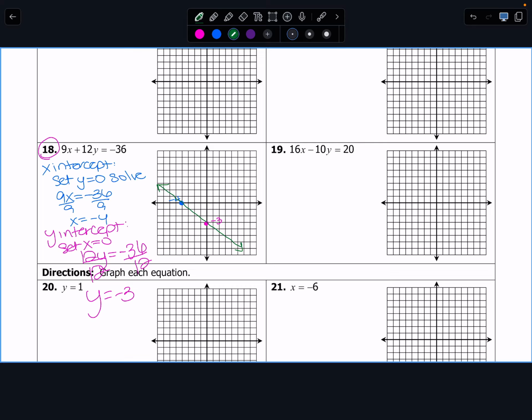I don't care if you find the x-intercept first or the y-intercept, doesn't make any difference which one you find first. But one of them you'll set x equal to 0 and solve, the other one you'll set y equal to 0 and solve. And then you graph both of those. Okay. Questions that you guys have?